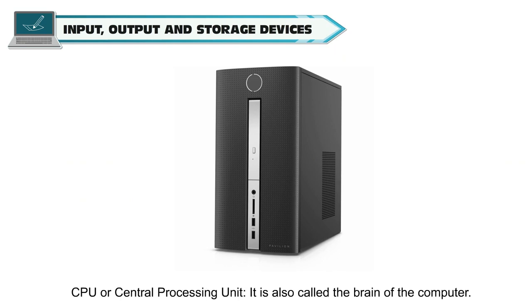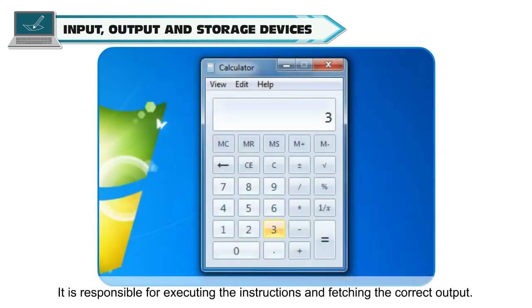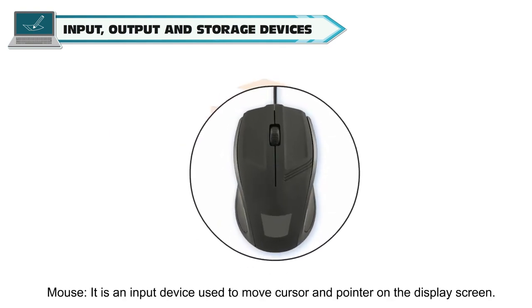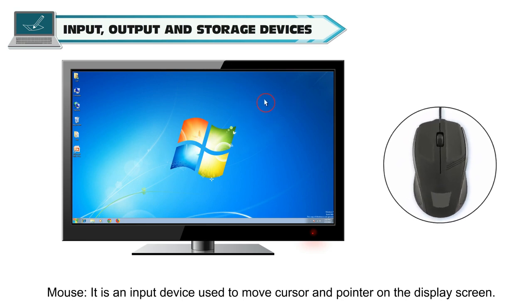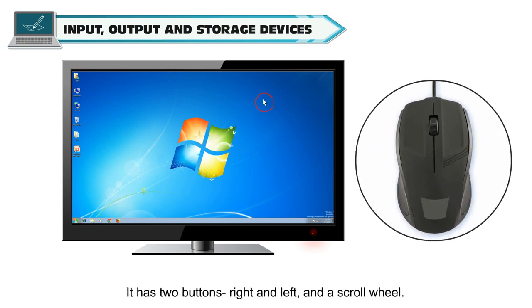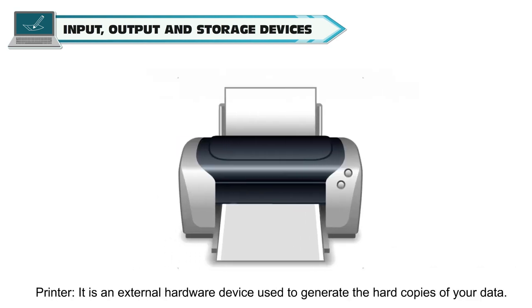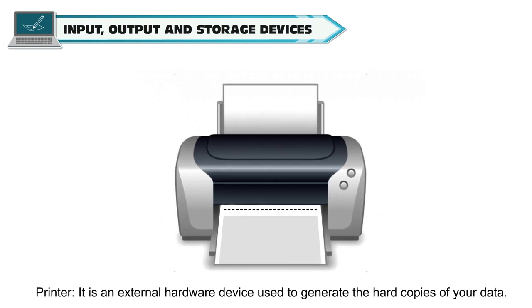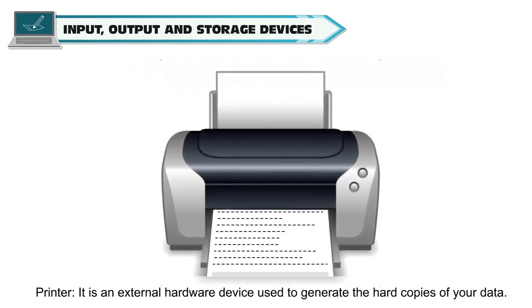CPU or Central Processing Unit. It is also called the brain of the computer. It is responsible for executing the instructions and fetching the correct output. Mouse. It is an input device used to move cursor and pointer on the display screen. It has two buttons, right and left, and a scroll wheel. Printer. It is an external hardware device used to generate the hard copies of your data.